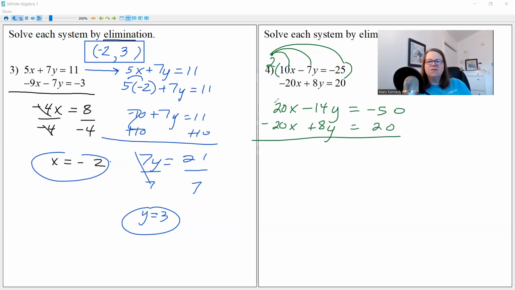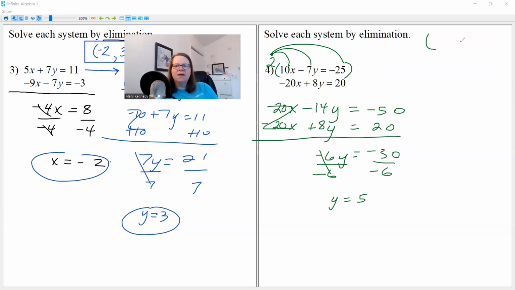Okay. So now I have 20x minus 20x, 0. Yay. Negative 14y plus 8 is negative 6y. Negative 50 plus 20 is negative 30. All right. We'll divide by negative 6. And y is a positive 5. Okay. So we have part of our answer. And that is that we're getting a coordinate point, remember, for our answer. And y is the second one. So it's an xy. So if y is 5, then the 5 goes on the right.